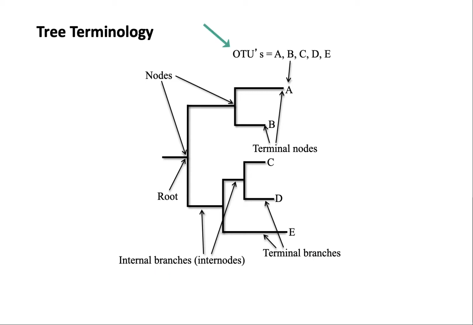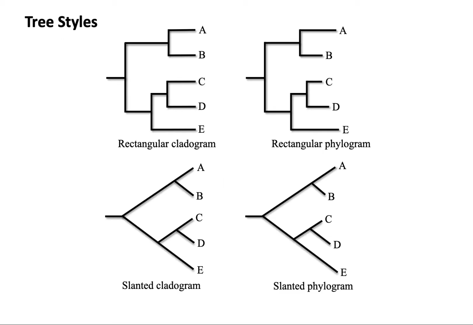And on each of the ends, then you have the operational taxonomic units called OTUs. So there's operational taxonomic unit A, B, C, D, and E. And if you happen to have the genus and species name or other names for the genes, etc., those become those names at the ends. Trees can come in a couple different styles or forms. First are rectangular cladograms and then rectangular phylograms. Note that the branches are of different lengths.